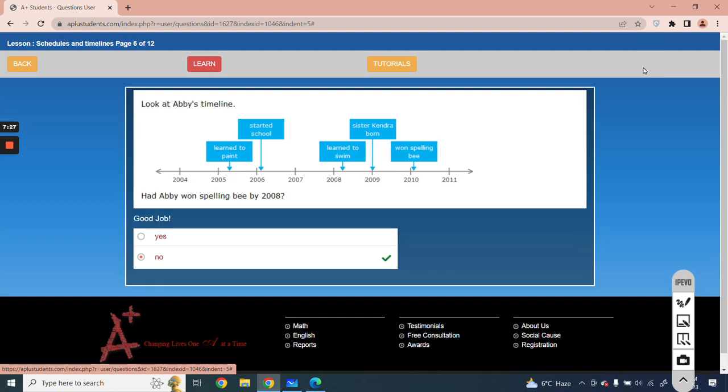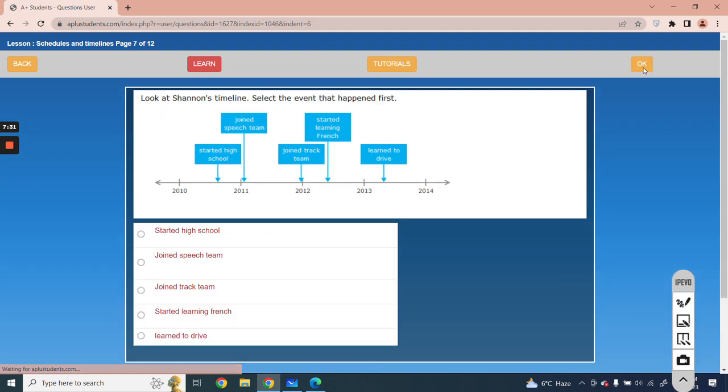Okay, the next one is, look at Shannon's timeline. Select the event that happened first. So which event happened first? Just look at the timeline. It is started high school. So the correct option is option number 1. Got it? Just select the correct option, then click on the OK button.